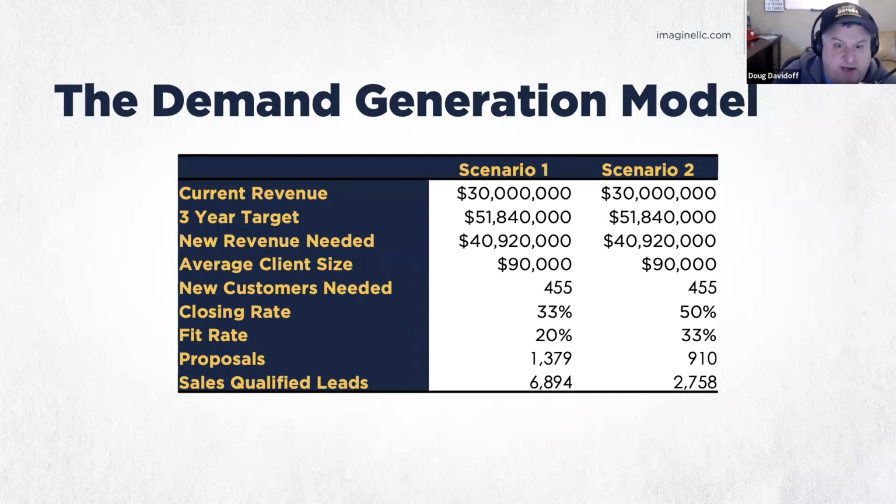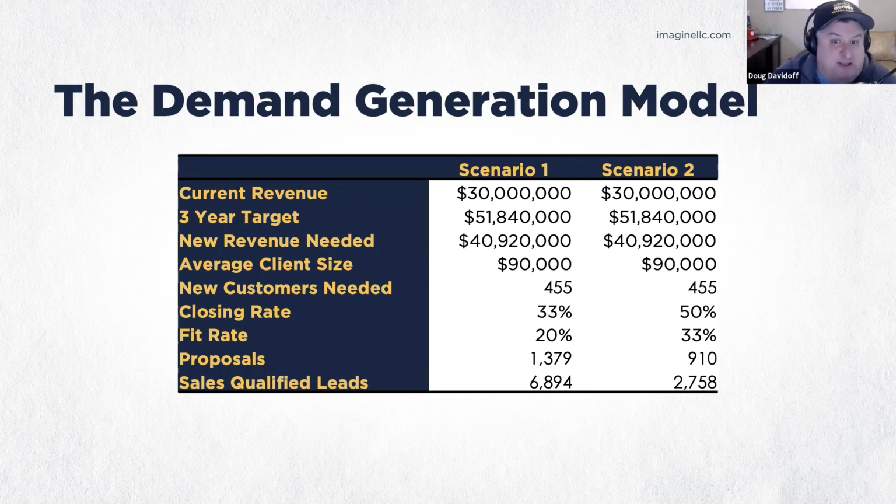And so if their closing rate is 33%, they need to propose to 3 to get 1, and they need to engage with 5 qualified accounts to get 1 to the proposal stage. It means they're going to need to deliver almost 1,400 proposals over a 3-year period and work almost 7,000 sales qualified leads, right? And so when you have that clear, we can begin to identify what it would mean to increase the closing rate, what it would mean to increase the fit rate. That's going to help us determine: is it worth an investment? Is it worth attention? Where are things breaking down?